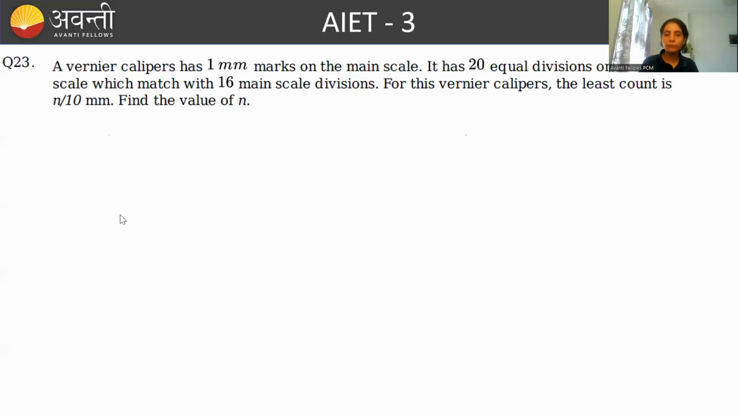Let's read it and do it. So this question is from vernier calipers. The vernier calipers has 1 millimeter marks on the main scale. It has 20 equal divisions on the vernier scale, which match with 16 main scale divisions. That means 20 vernier scale divisions match with 16 main scale divisions. For this vernier caliper, the least count is n by 10 millimeter. Find the value of n.